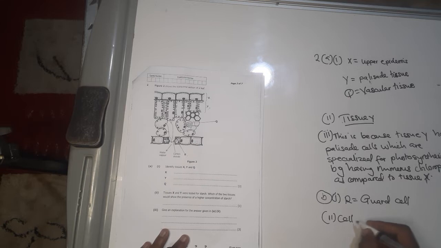cell R has chloroplasts, which are also found in the cells found in tissue X and Y. So they have chloroplasts which enable them to carry out their function, which are also found in cells which are found in tissue X and Y. They also have the nucleus. I talked about the nucleus earlier on.